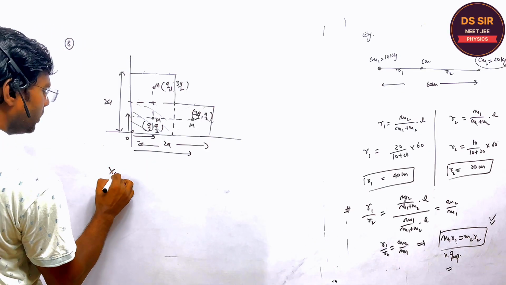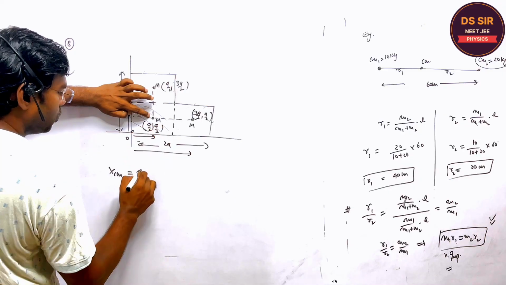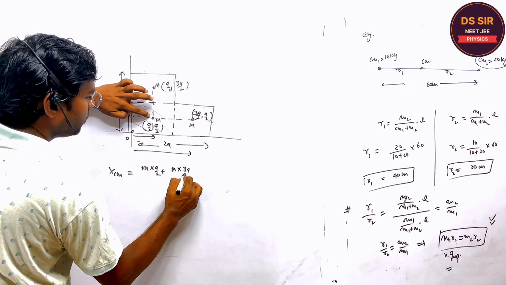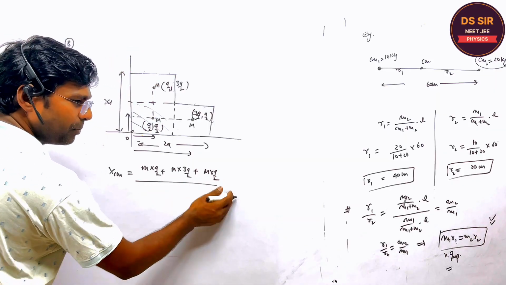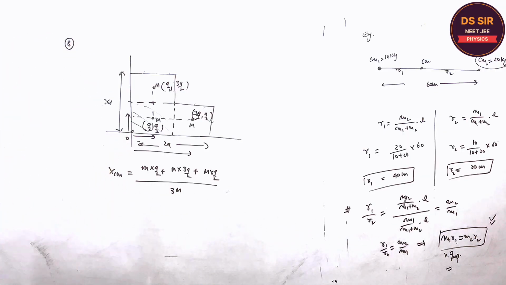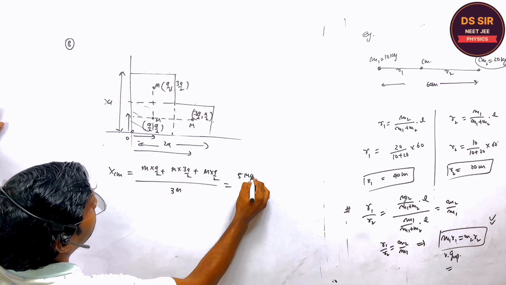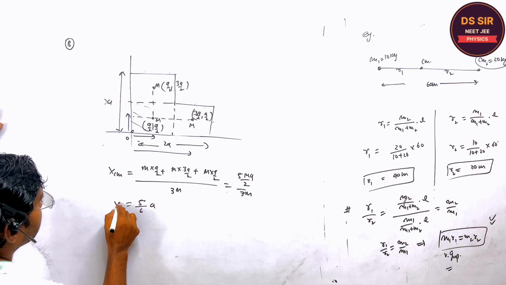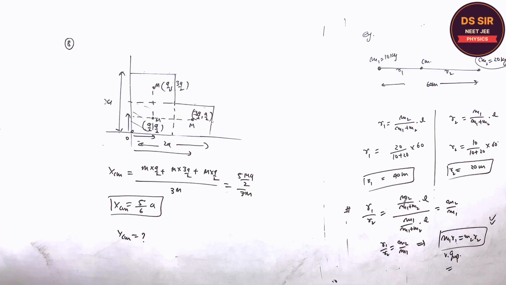So now you can write down X_CM and Y_CM. X_CM is, I am writing just the formula, M into A by 2 plus M into 3A by 2 plus M into A by 2 divided by M plus M plus M, which is 3M. Is it clear or not? So in the numerator, this is 5MA by 2 upon 3M. So the answer will be 5A upon 6. This is X_CM. In the same way, can you find Y_CM? Right. Copy this.